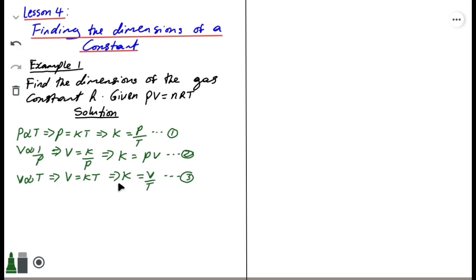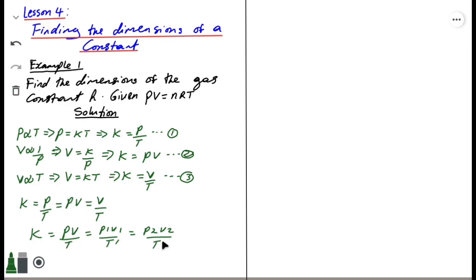This is equation 3. So if we equate these three equations given to us here, we're going to have K equal to P over T, equal to PV, equal to V over T. And our constant will be given as PV over T. And this will be expressed as P1V1 over T1 equals P2V2 over T2 equals PnVn over Tn as the number continues.